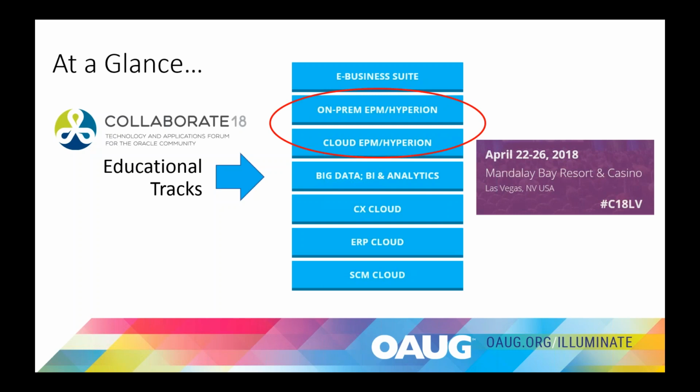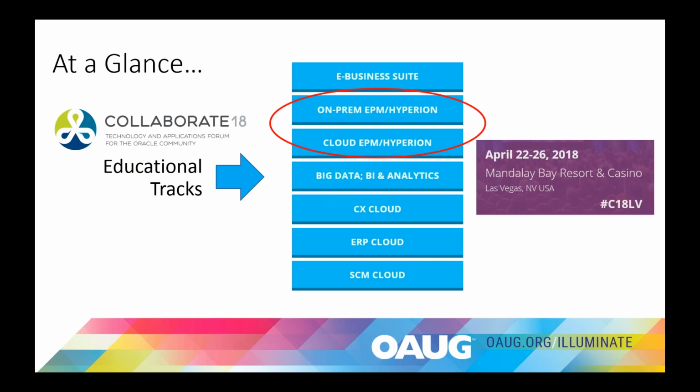In the past, it was just sort of one track. Years ago, it was called Hyperion, and then, with the evolving of products and Oracle moving away from the Hyperion label, it took on the name EPM, and now you can see there are two very specific tracks, one for On-Prem Hyperion and one for Cloud EPM Hyperion. You can also see beneath that another track for Big Data, BI, and Analytics. Business Analytics, of course, is related to the EPM track, and there's a whole separate track for things in that realm.